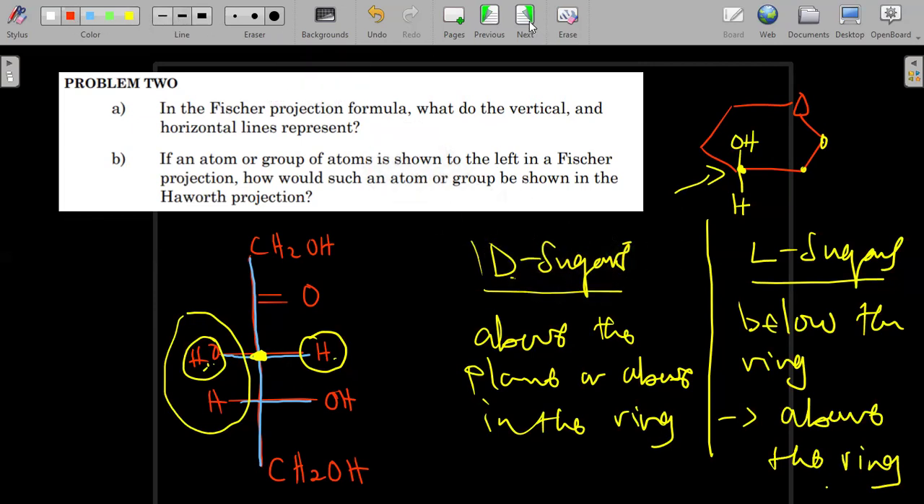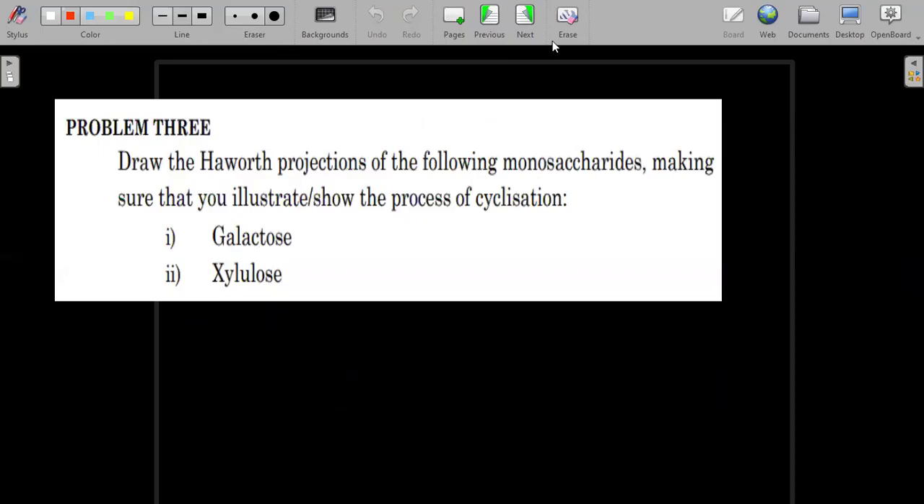All right, so that's that on question 2. Let's now look at question 3. In question 3, they're saying draw the Haworth projection of the following monosaccharides, making sure that you illustrate or show the process of what? Cyclization. So here we have galactose and then we have hexerulose here.